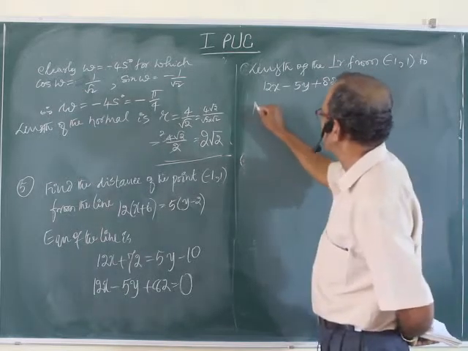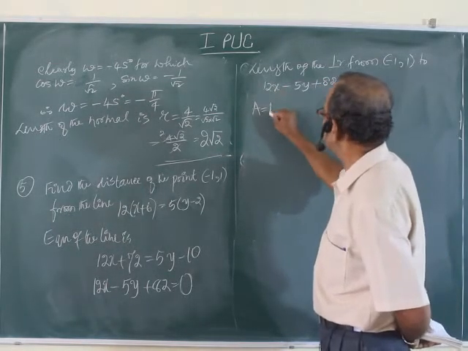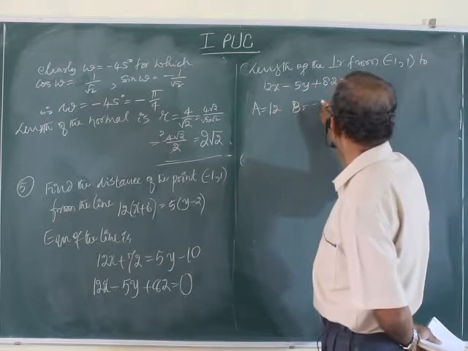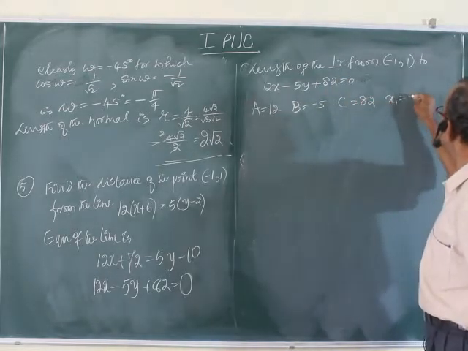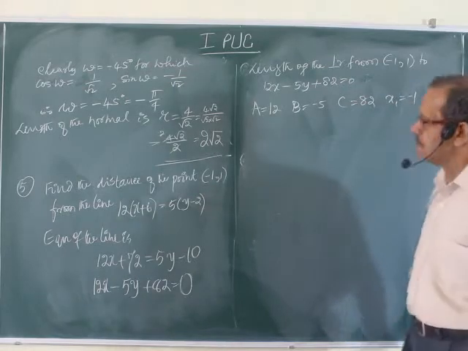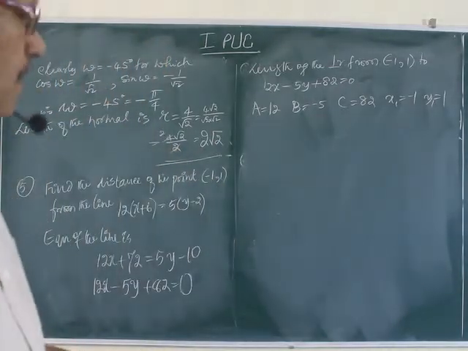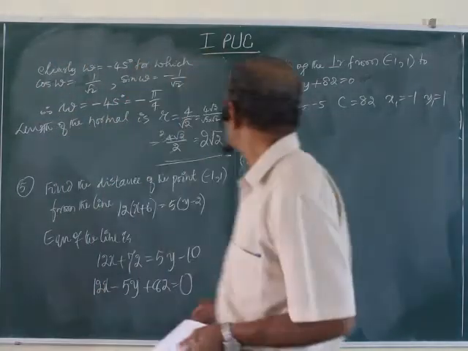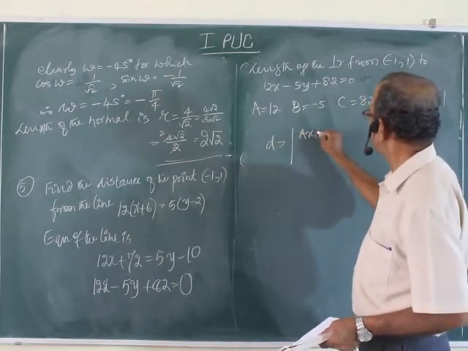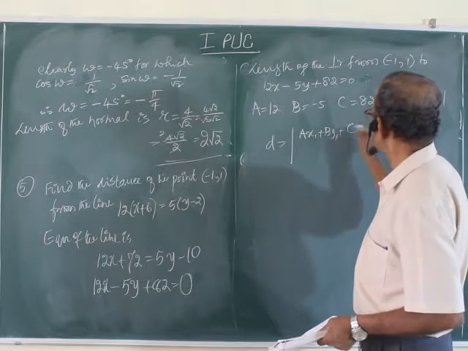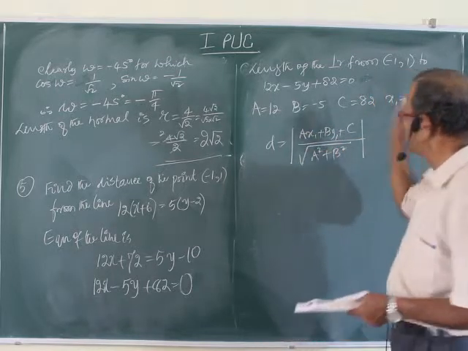Let me write. Most of you have written capital letters in the formula. Whatever may be, A is 12, B is minus 5, C is 82. X1 is minus 1, Y1 is 1. Before writing the formula, let me write all the values given. Now the formula is D equal to AX1 plus BY1 plus C by root of A square plus B square.